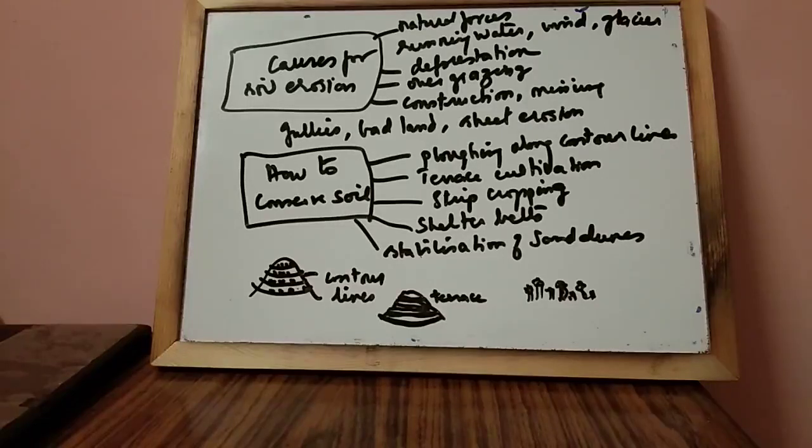In the process of soil formation, in some places soil is deposited, in some places soil is carried away. Both take place simultaneously, so there is a balance between these two. In some places you find more erosion, in some places you find more deposition. And what are the causes for this?